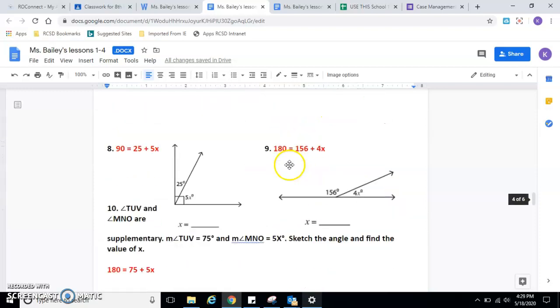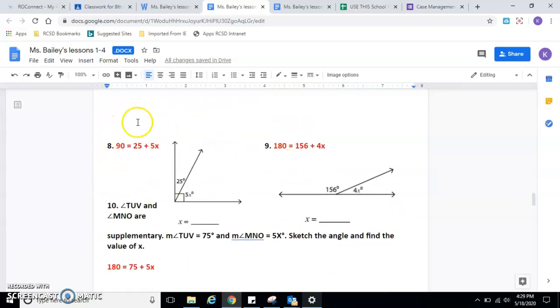Solve for that equation. Same thing here. They give us another thing here, but now it's 25 is this angle, and this is 5x, so it's 90. 90 equals 25 plus 5x. And then the next question, 180 equals 156 plus 4x. Maybe you want to write down the hint equation I read to you, hit pause, write on a paper, solve it, and then type your answer in here, into your document.